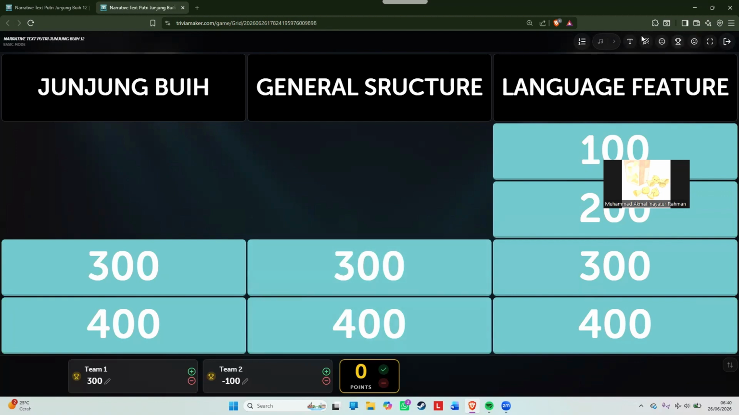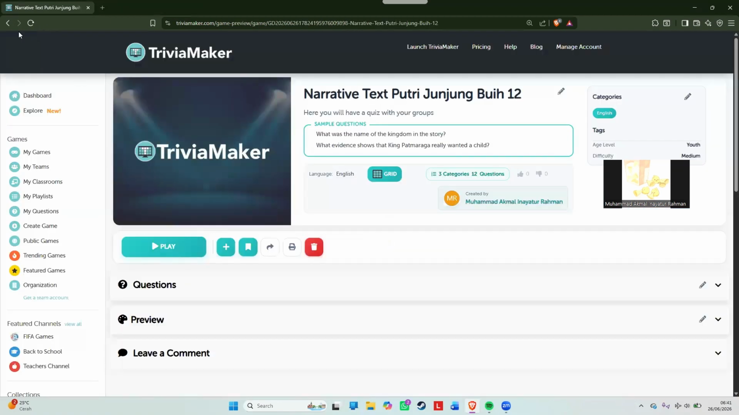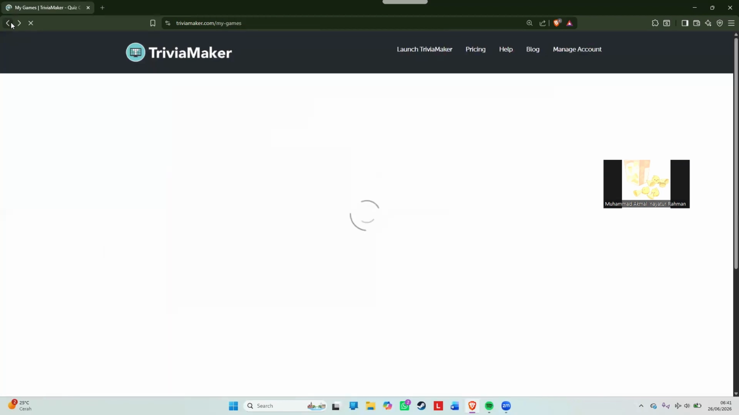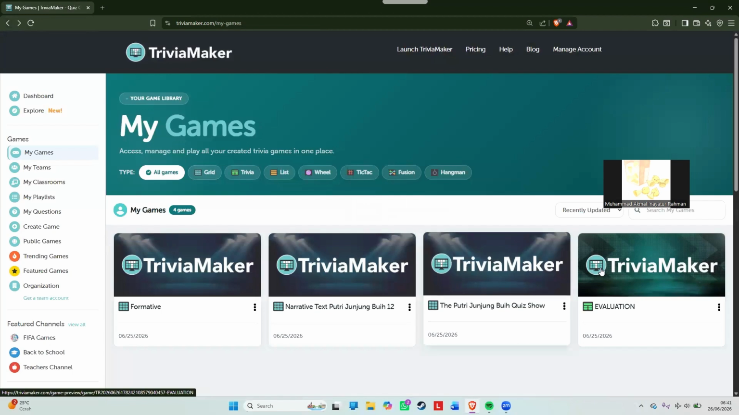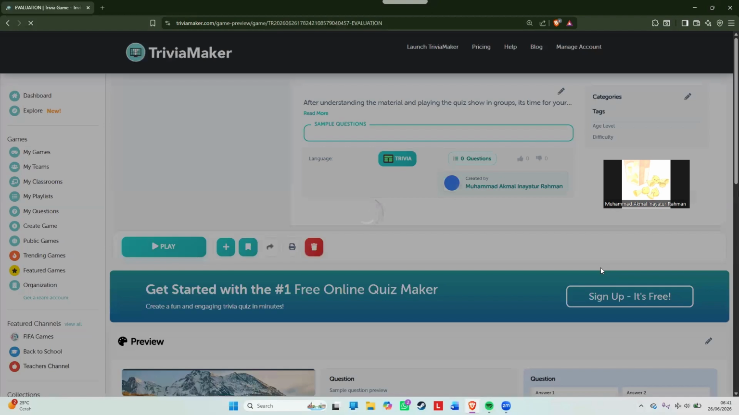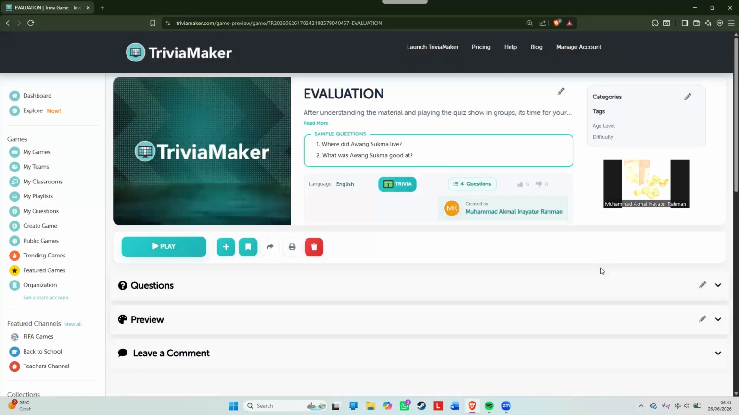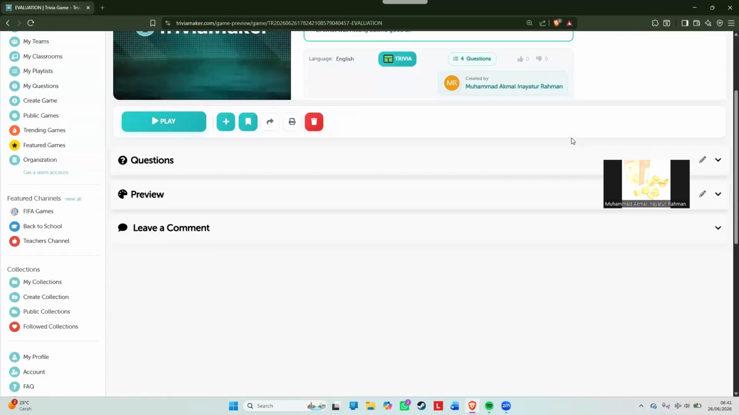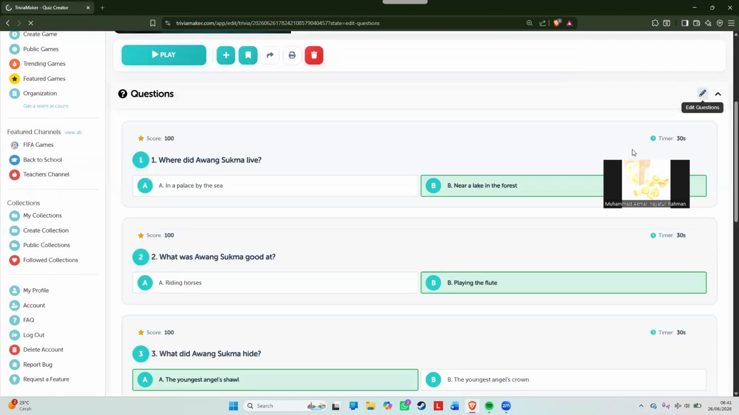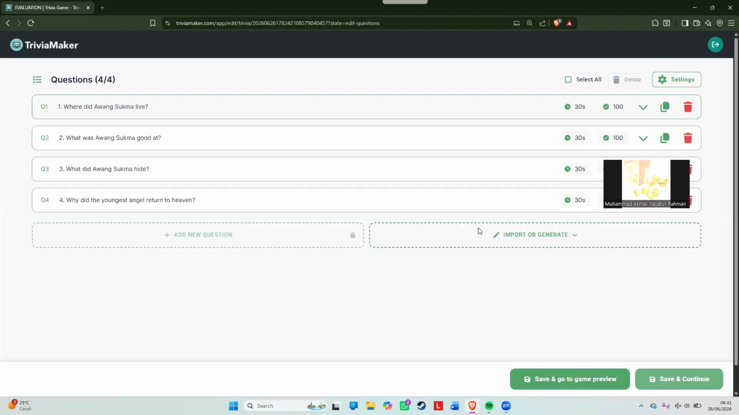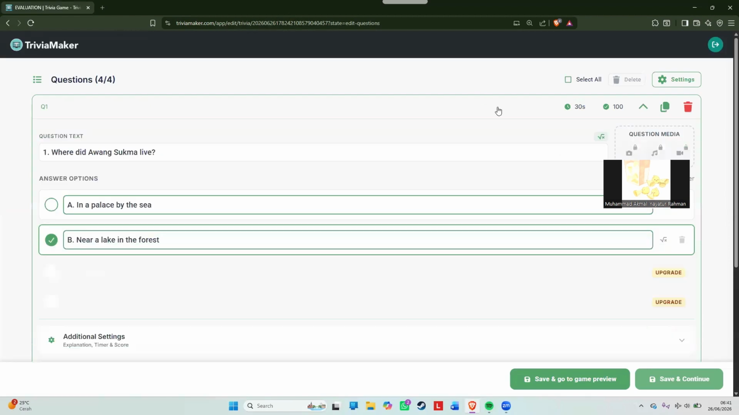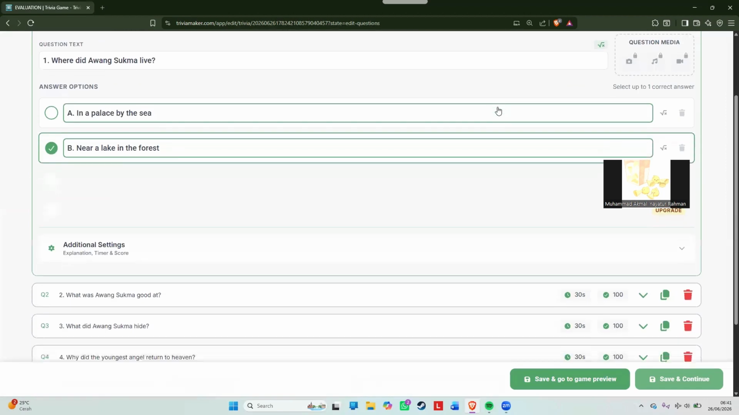Okay, that is all for the showcase. And now for the next one, I'll be showcasing the multiple choice question, the evaluation. So it's also the same with the quiz, but the difference is it's multiple choice.